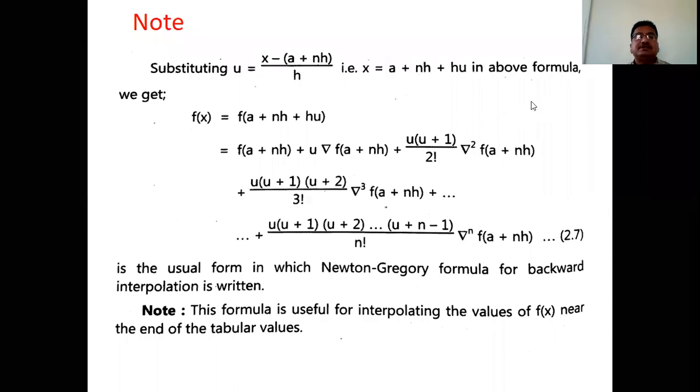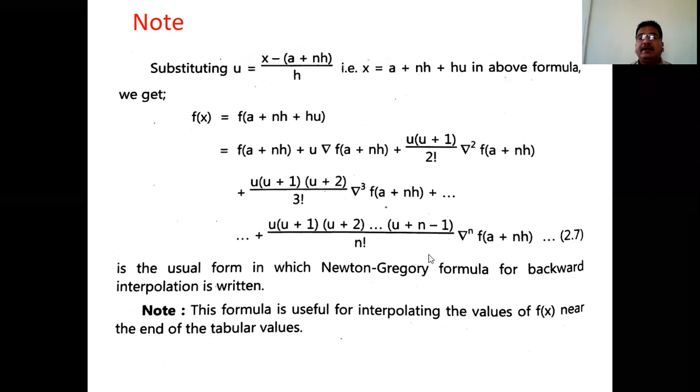Today the topic for discussion is the examples on the Newton backward interpolation formula. So this is the Newton backward interpolation formula, and we have to use it for example purposes in this form. That is, what is f(x)? So don't write f of a plus nh, write f(x) is equal to f of a plus nh. That is the value at the last point.